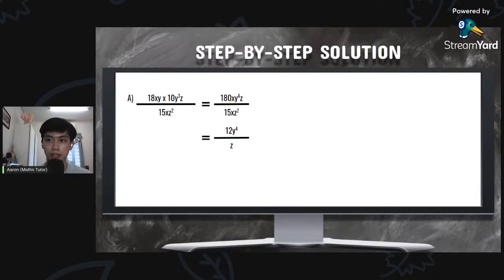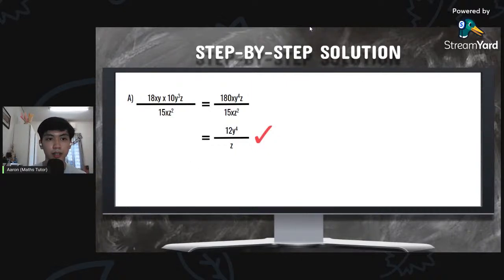So this is just a concept for you to understand. How do we get this one? And then 180 divided by 15, you will get 12, which we write at above. So 12y power 4 over z, which is the answer.